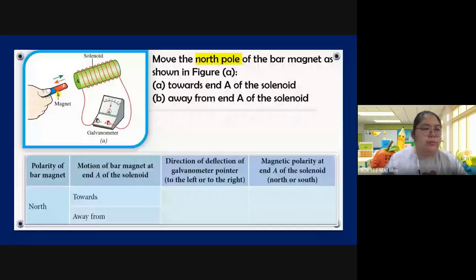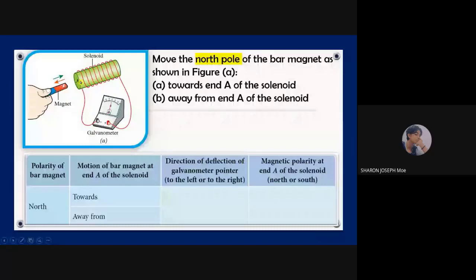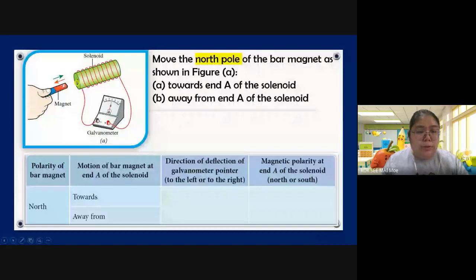Okay, I'm going to ask Sharon. Sharon? Yes, teacher. Now the north pole wants to go in. You tell me the A at the solenoid here. Is A south or north? South, teacher.